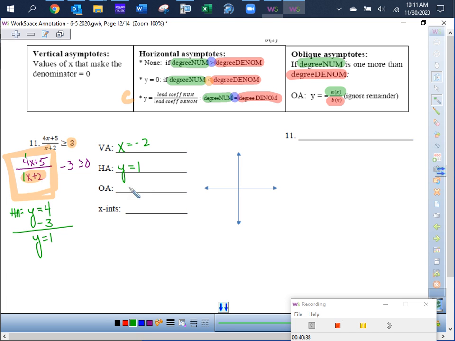Oblique asymptote, there will be none. X-intercepts, we'll find those when we start punching it into the graph. But first, let's do this. There is a vertical asymptote at x equals negative 2.